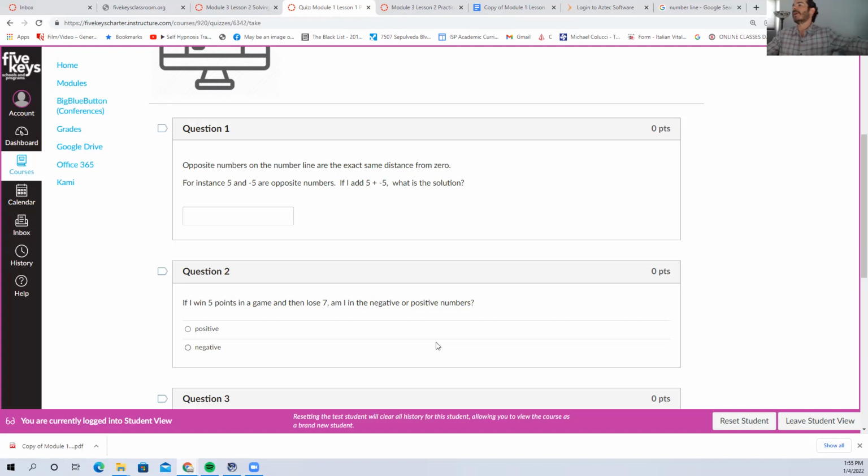All right. Okay. Question number 1. Opposite numbers on the number line are the exact same distance from 0. For instance, 5 and -5 are opposite numbers. If I add 5 plus -5, what is the solution?